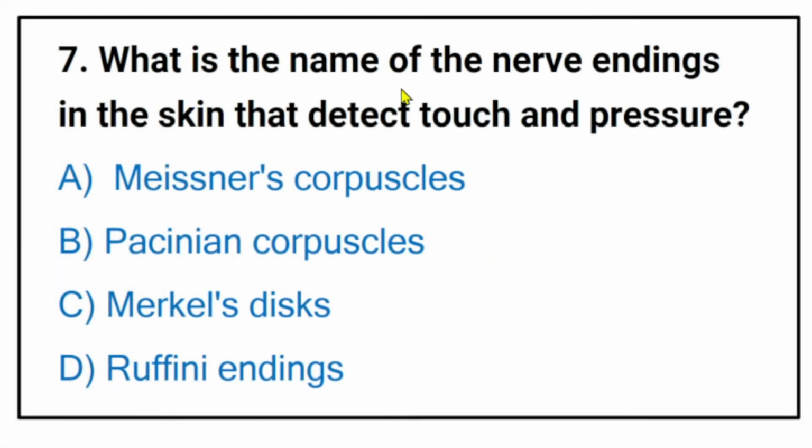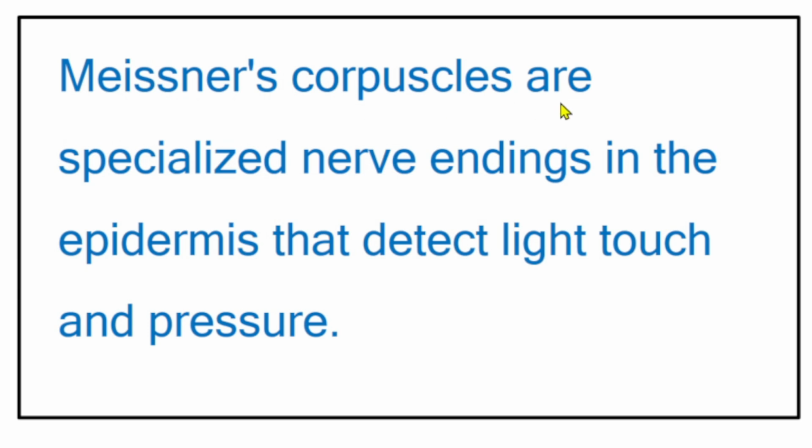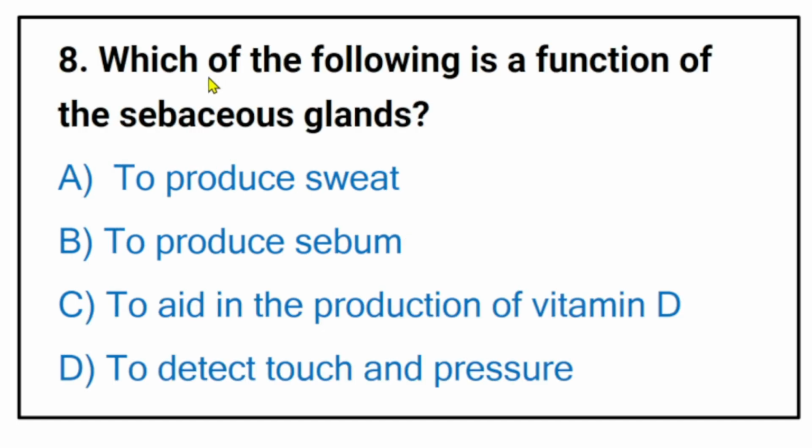Seventh question, what is the name of the nerve endings in the skin that detect touch and pressure? Meissner's corpuscles, Pacinian corpuscles, Merkel's disc, or Ruffini endings. This question is moderately difficult. The correct answer is Meissner's corpuscles. Meissner's corpuscles are specialized nerve endings in the epidermis that detect light touch and pressure.